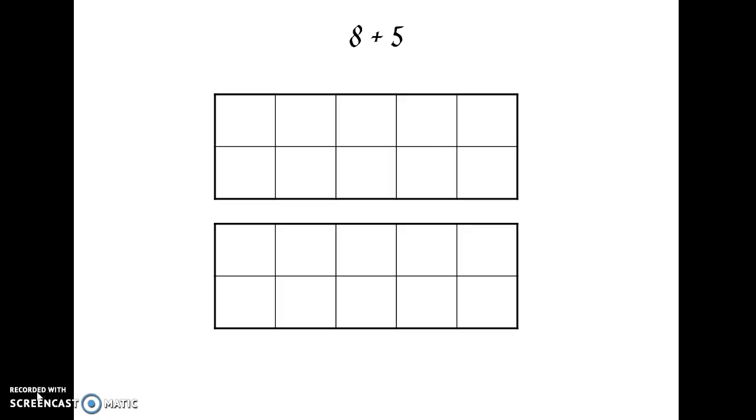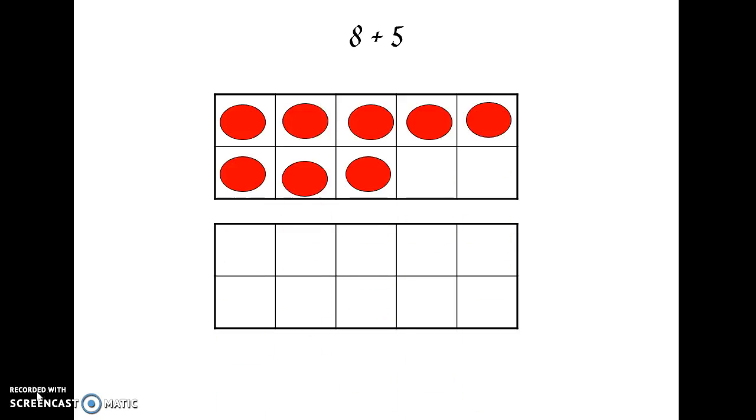Get yourself some counters, so some coins or beans or pasta, macaroni shells, anything that you can have about 20 of. What I need you to do is build 8 on the top 10 frame, 5 on the bottom 10 frame. If you're not familiar with how to use 10 frames, we build our quantities left to right, top to bottom, just like we read. So build your 8, build your 5, and then check your representation with mine. That's how the 8 is built, left to right, top to bottom. And then build your 5.